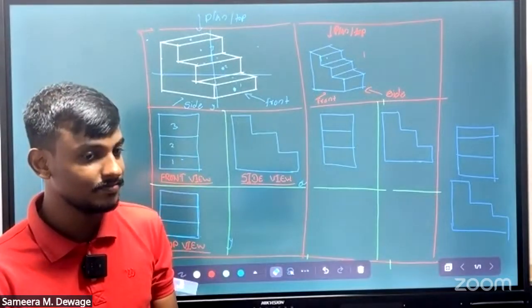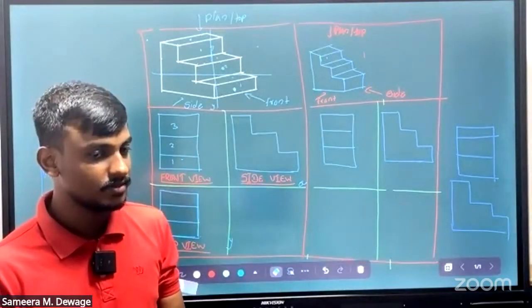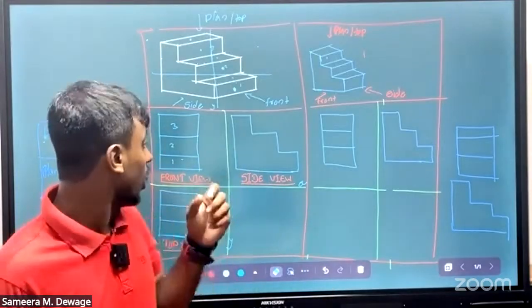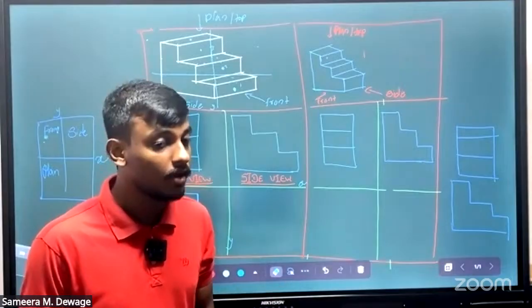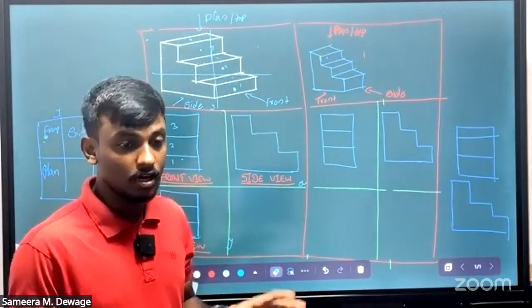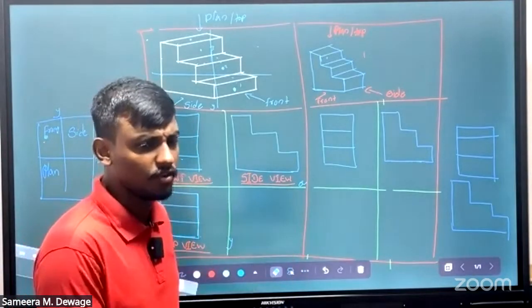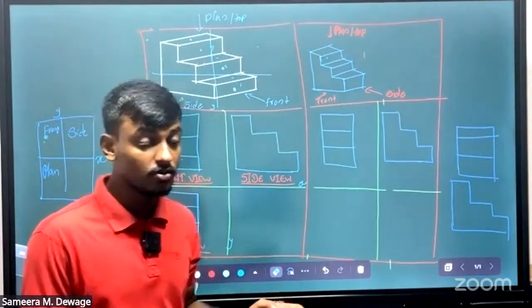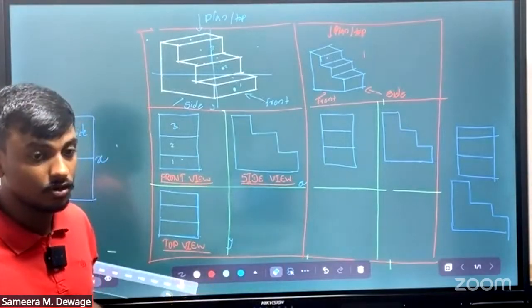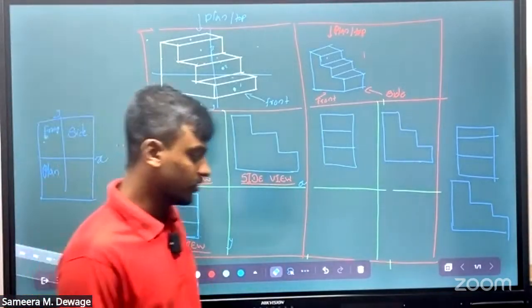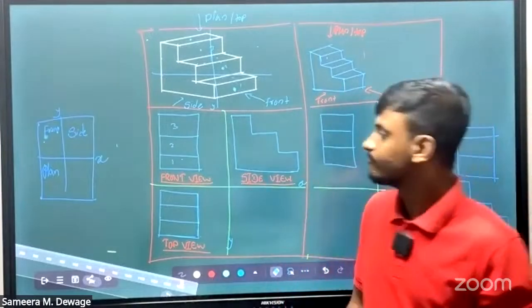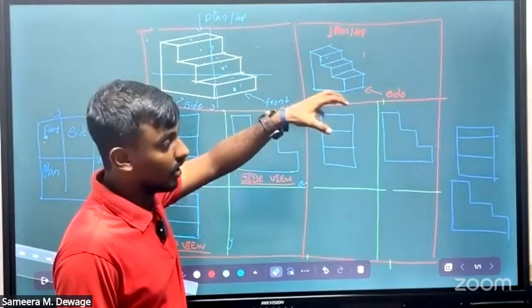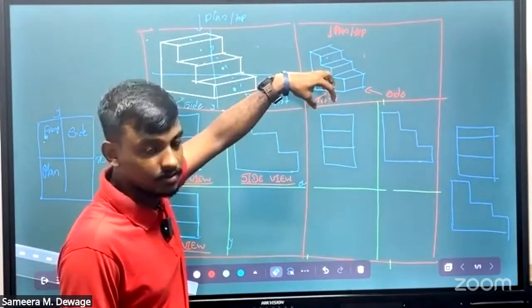And there is one more thing. You should always draw your plan view according to the front view. According to the front view, what does that mean? So this means you place a ladder on the front side.